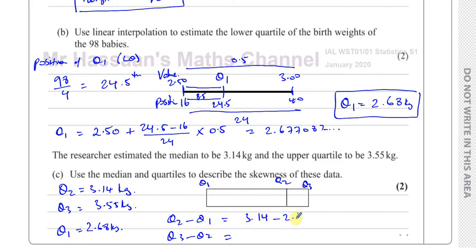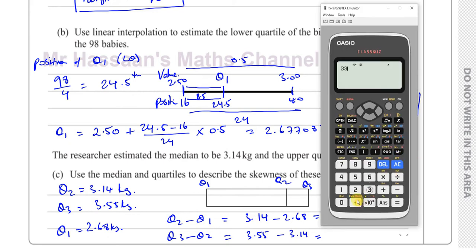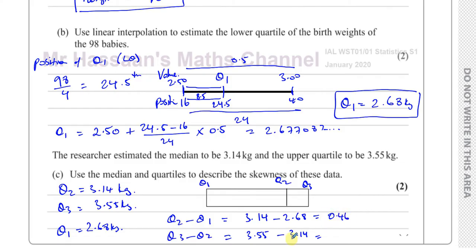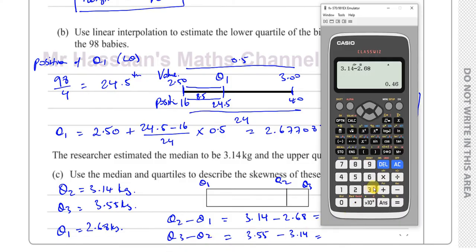So Q2 minus Q1 is 3.14 minus 2.68, and Q3 minus Q2 is going to be 3.55 minus 3.14. And let's see what we get. So we have 3.14 take away 2.68. That gives us 0.46. And then we have Q3 minus Q2, which is 3.55 take away 3.14. That gives us 0.41.